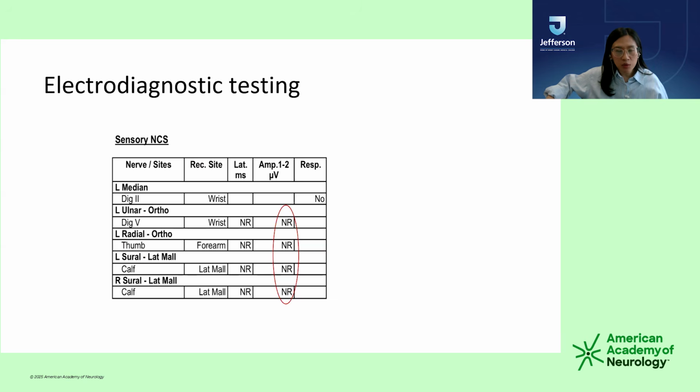In the EMG lab, we saw that on her sensory nerve conduction studies, they're all NR, which is no response. We checked nerves in the upper and lower extremities. You can see left ulnar, median, and radial in the upper, and then bilateral suralis, and all of them are absent.